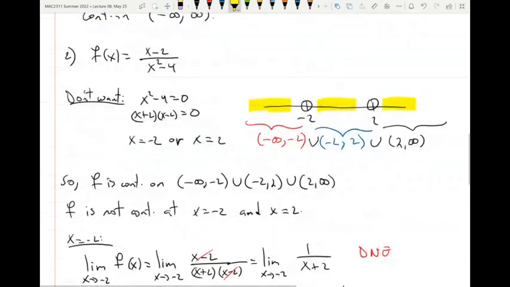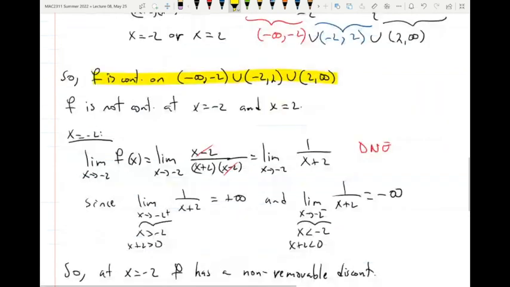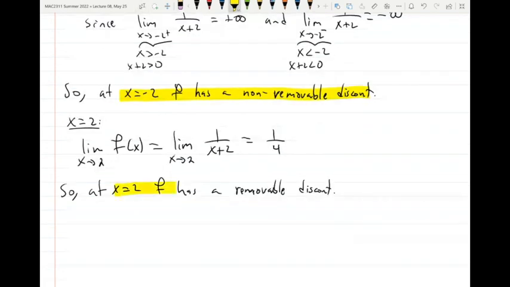So the full answer to the problem is that the function is continuous everywhere except 2 and negative 2. At negative 2, the issue is non-removable. At 2, it's okay, it's removable. It's continuous. Okay? All right. Questions?